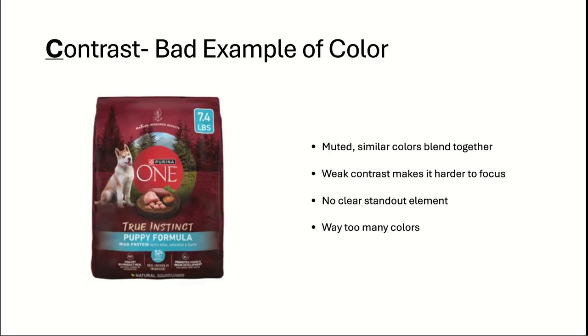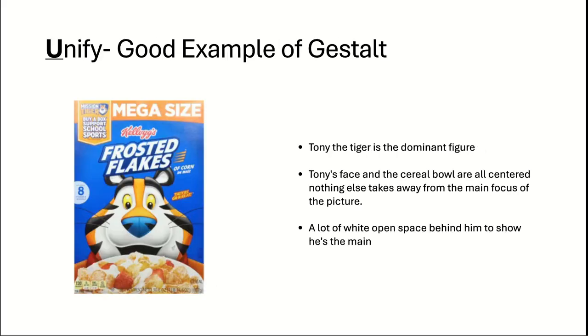Here is a bad example of color. So it's very muted, similar colors that blend together, but there's also a ton of different colors. So there is the light blue, there's red, there's green, there's the salmon color, there is the color of the dog, there's just a million different things. There's no clear standout element, and it's weak contrast, so it makes it harder to focus.